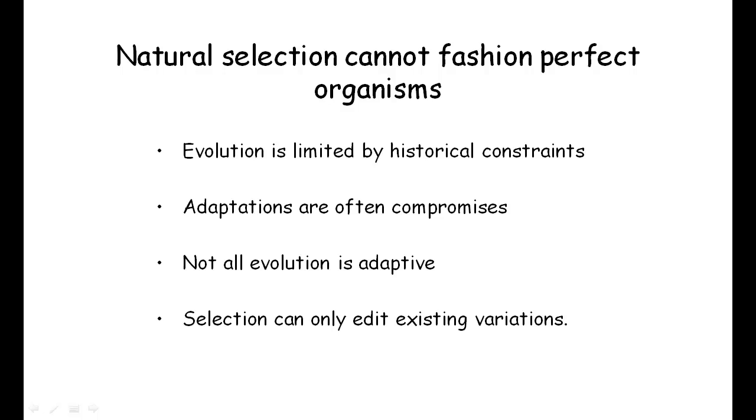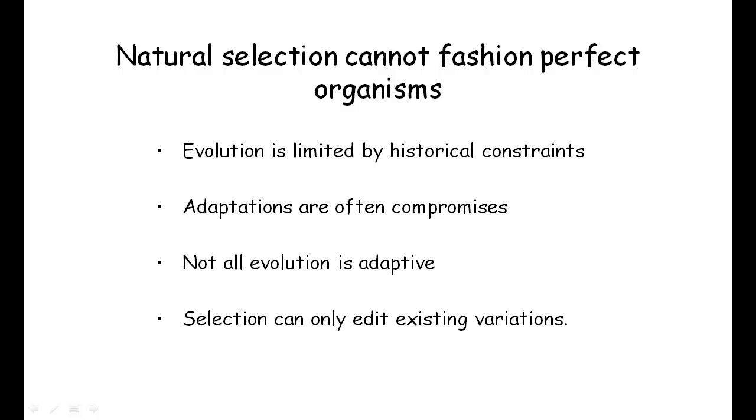The second point here is that adaptations are often compromises. Think about that brightly colored cardinal. That male is red because he has to be to win the affection of the female. However, he's bright red, and that's going to be a lot more obvious to predators. So it's not necessarily a good thing for him in a predator situation.